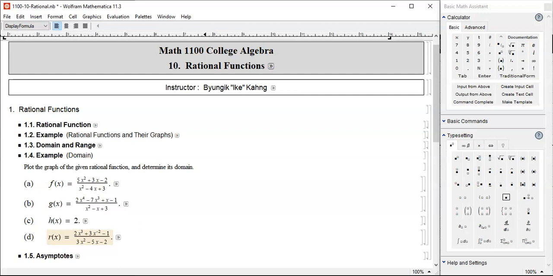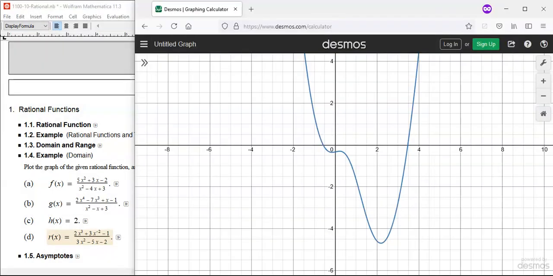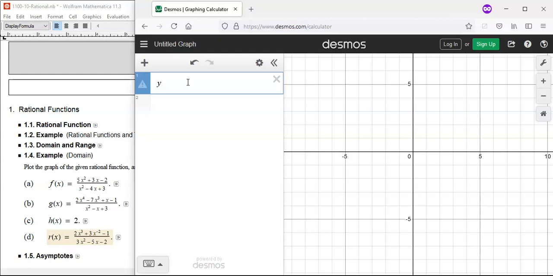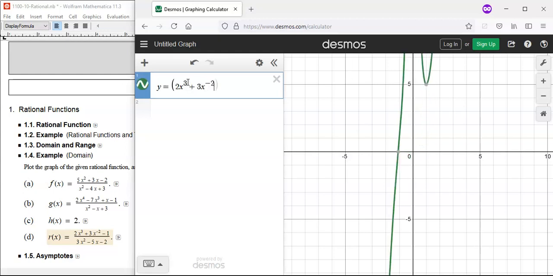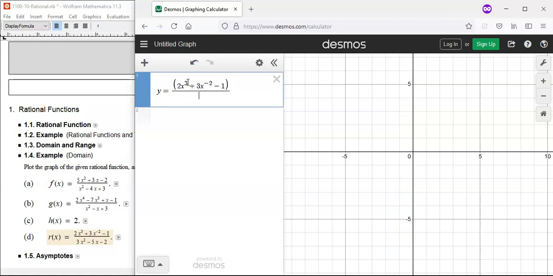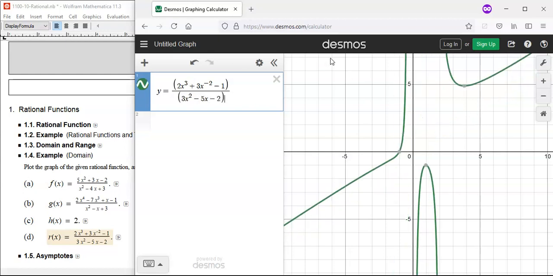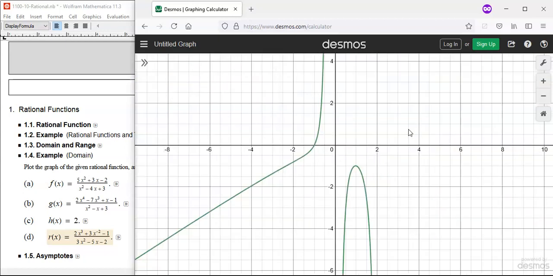Alright, did everybody try? Did everybody get the conclusion? Well, okay, let's go back to this Desmos graphing calculator and plot it here. The numerator is 2x to the 3rd power plus 3x to the negative 2nd power minus 1, divided by the denominator 3x squared minus 5x minus 2. Did I copy everything here? Okay, alright. Here's the graph.